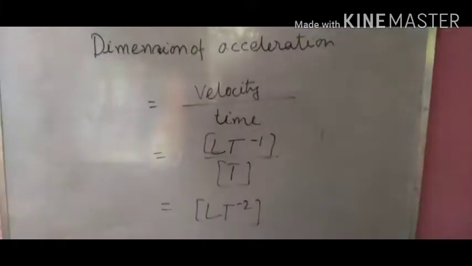Now acceleration. Dimension of acceleration. The physical quantity acceleration is defined as velocity by time. We have calculated the dimension of velocity. So the dimension of velocity is LT to the power minus 1, divided by T. So this is LT to the power minus 2.